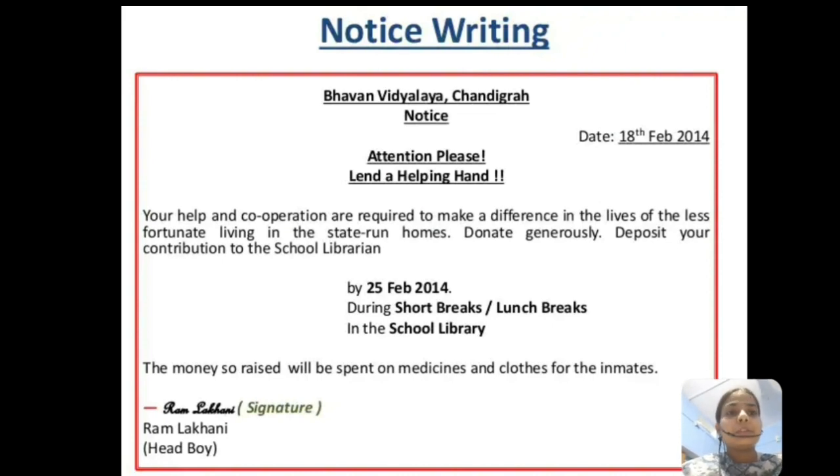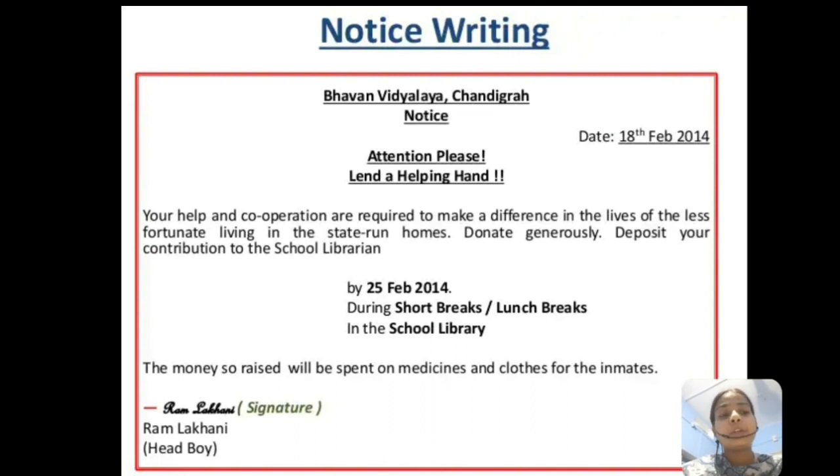First of all, you have to mention the name of the institute from where this notice is being issued. So Bhavans Vidyalaya, Chandigarh, then the heading Notice. And after that, as it is a notice for special attention to help the poor people, we have to write some catchy headlines. So here it is mentioned: Attention please, lend a helping hand. And don't forget to mention the date also.